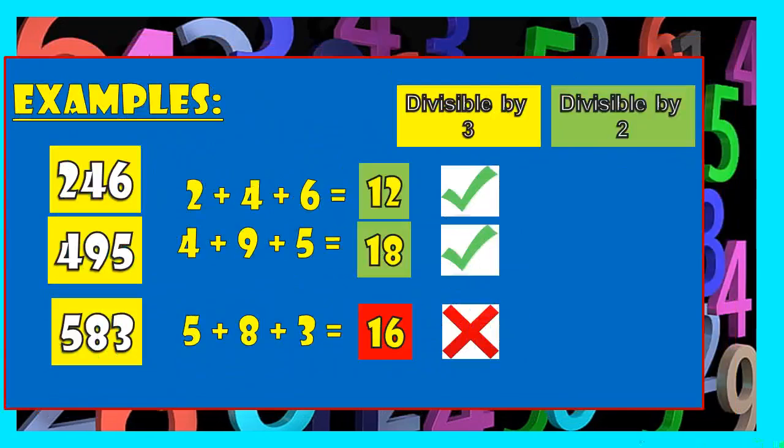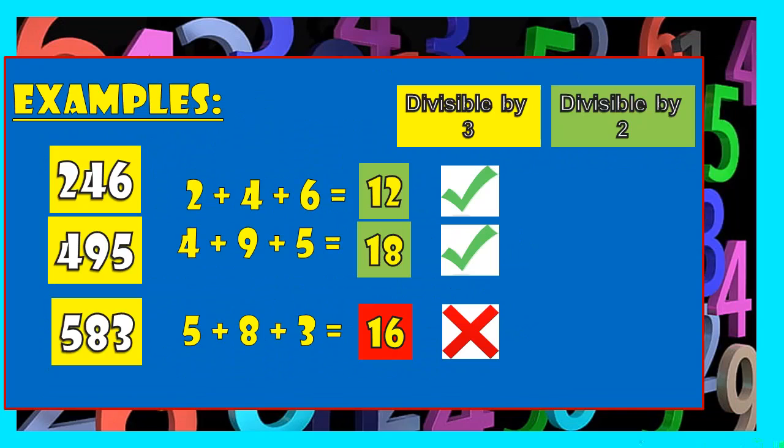So, using the same example, 246, 495, and 583. We all know that 246 and 495 are divisible by 3, except for the number 583. Now, let's see if these numbers are divisible by 2.